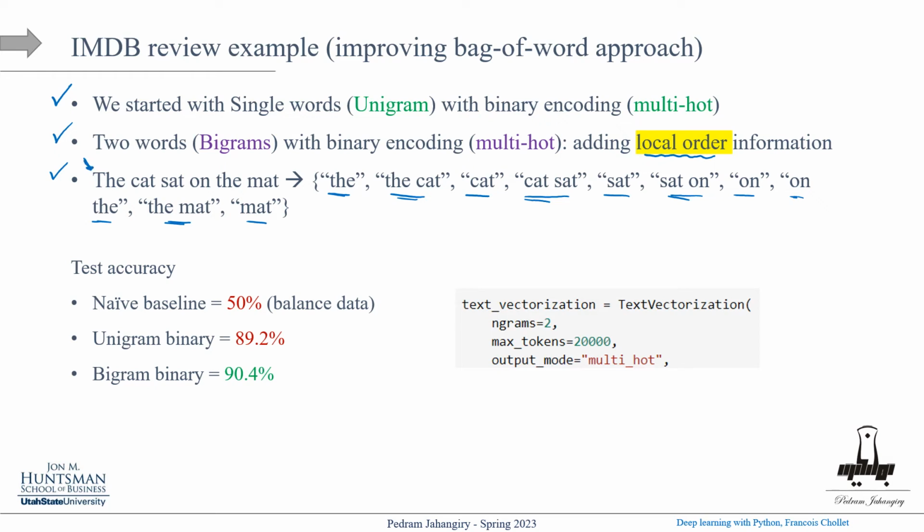Now, if we do it this way, because we are adding some local order information, the accuracy is increasing actually. So again, our text vectorization layer is like this. We are going to do n-grams equal to 2, the same vocabulary size of 20K, and the same output mode, which is multi-hot encoding. Okay, so naive baseline 50%, Unigram binary 89.2%, Bigram binary 90.4%. This is good. This is not bad at all. Let's see if we can do even better.